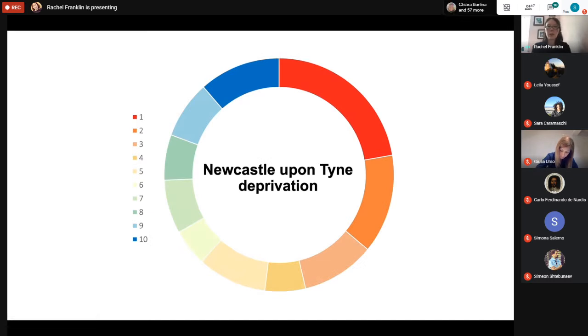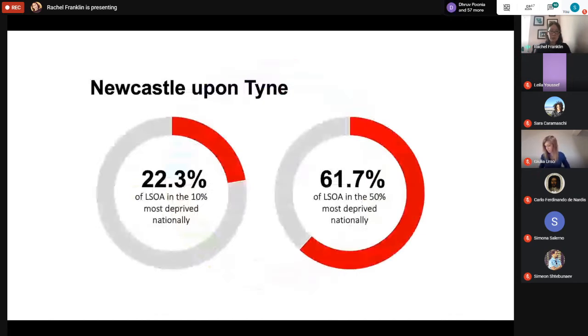If we look at Newcastle upon Tyne, you see that almost a third of the neighborhoods are in the highest or most deprived neighborhoods, but we do have a good number of neighborhoods that are fairly well-to-do. About a fifth of the neighborhoods are in the 10% most deprived nationally, but over 60% are in the 50% most deprived nationally. This is typical for Newcastle or cities of the north, which have an industrial heritage. Industry has left and they've struggled since. So we're not unusual in Newcastle.